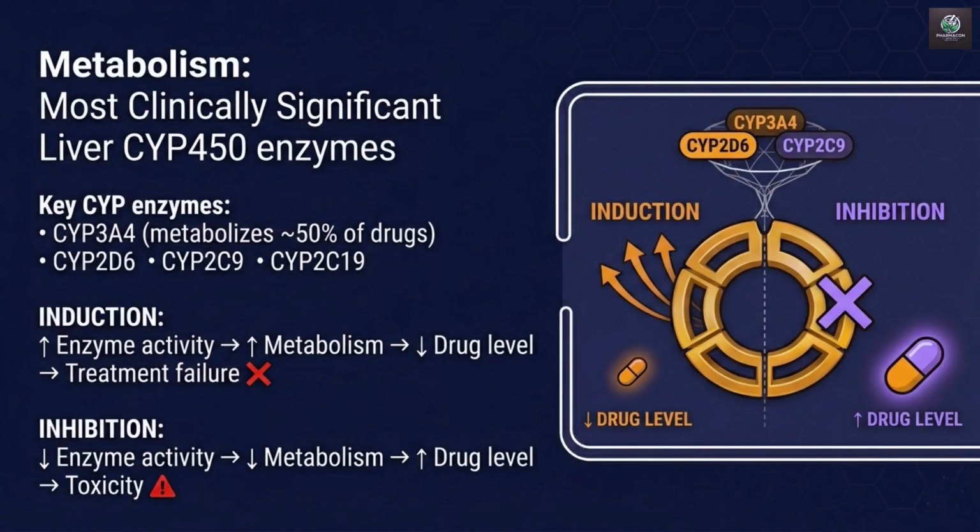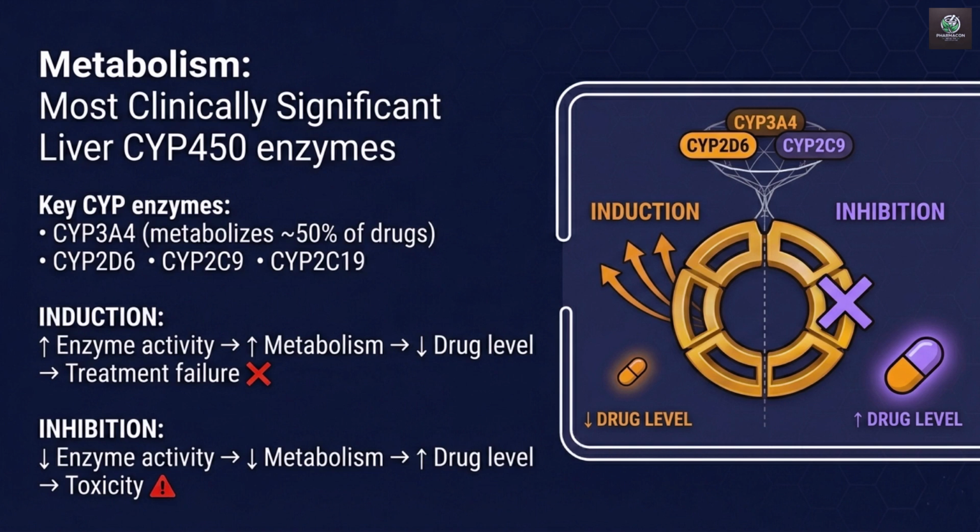Metabolism interactions are the most clinically significant category of pharmacokinetic interactions and are responsible for the majority of serious drug interaction events. Most drug metabolism occurs in the liver through the cytochrome P450 enzyme system, particularly the enzymes CYP3A4, CYP2D6, CYP2C9, and CYP2C19. These interactions occur through two opposite mechanisms: enzyme induction and enzyme inhibition.